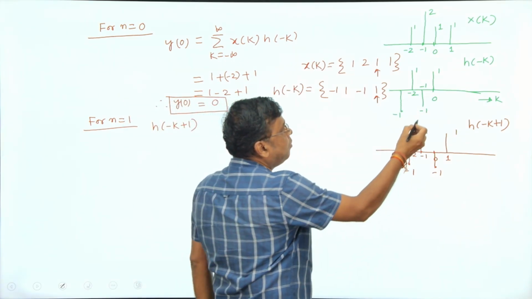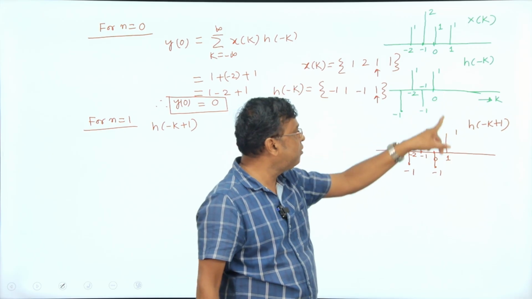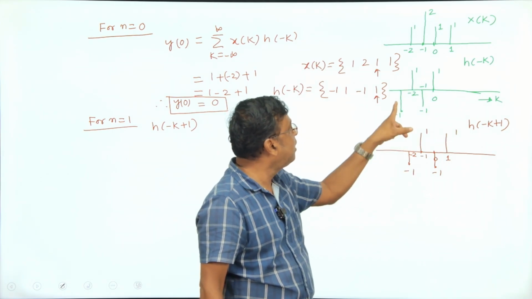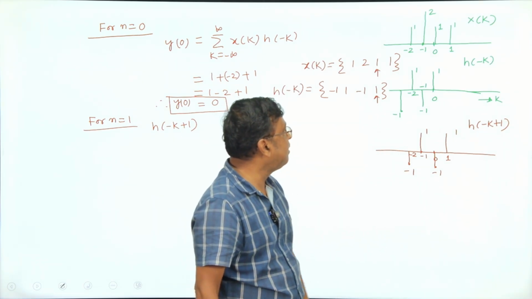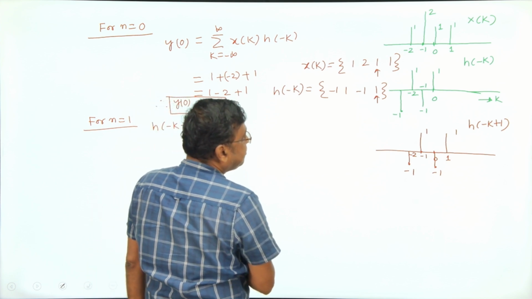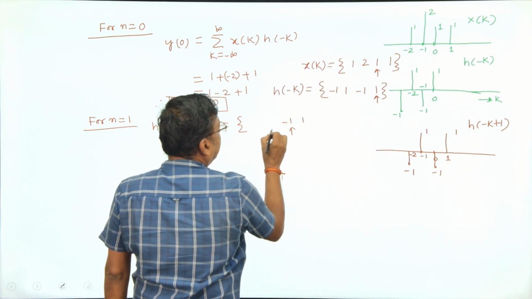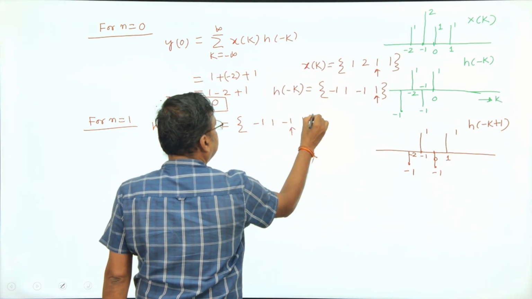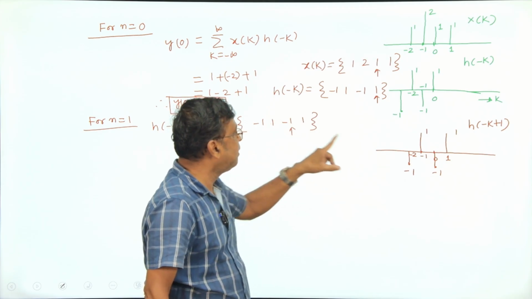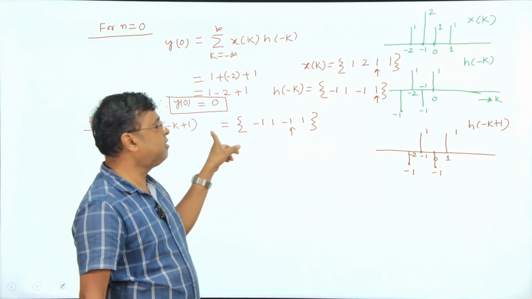Whatever k equal to 0 goes to the right by 1 unit. Whatever 0 goes to k equal to 1. Whatever minus 1 goes to k equal to 0. Whatever minus 2 goes to minus 1. Whatever minus 3 goes to minus 2. This is your h of minus k plus 1. In sequence representation, you can write here 0, minus 1 and 1, that is 1, and here 1, then minus 1. This is your h of minus k plus 1.